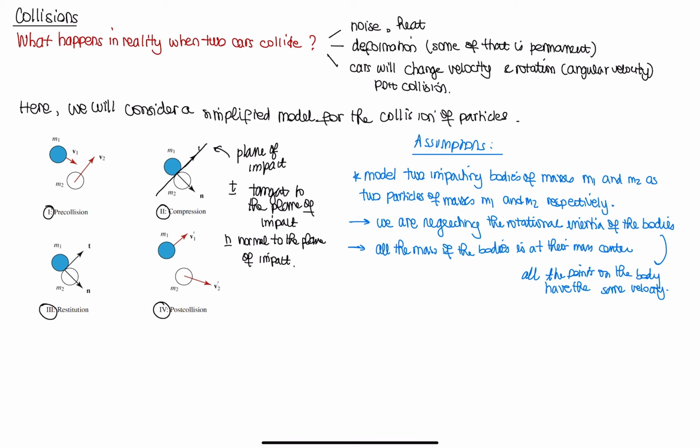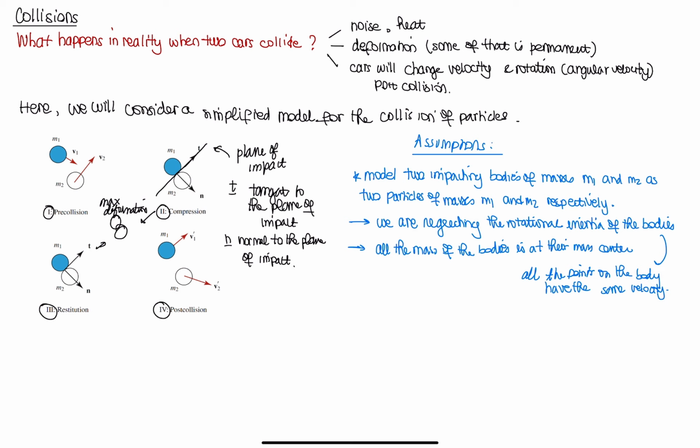The particles are going to stick together and they're going to start deforming until they reach a point of maximum deformation. So between 2 and 3, we have a point of maximum deformation. That's an intermediate stage, I can maybe call it 2 prime. Then the particles are going to start to separate, start to regain their shape, maybe not completely. That's the restitution phase, until they completely separate in the post-collision phase.